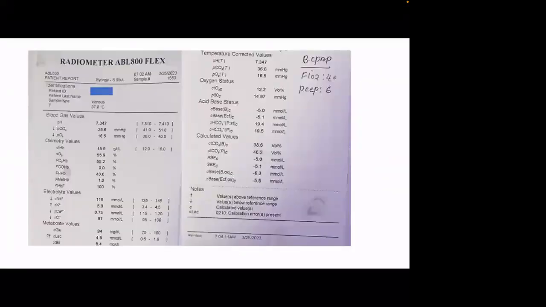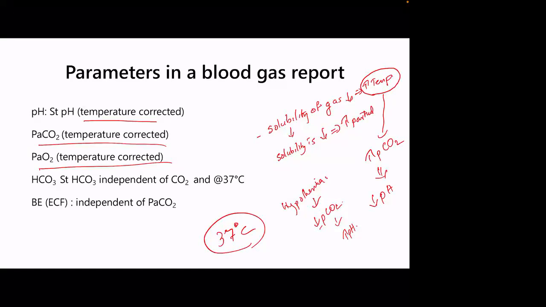So this is a sample blood gas report. Here the patient's name and ID will be written, and the sample type. This was a venous sample, so it is venous, and the temperature of the patient is 37 degrees Celsius. So 37 degrees Celsius is the patient temperature, and that is the temperature at which the machine is measuring the blood gases or the pH acid-base balances. So here, these are the measured values through the electrodes. And here come the temperature corrected values. As the patient's temperature is 37 degrees Celsius, the temperature corrected values and the measured blood gas values are the same.